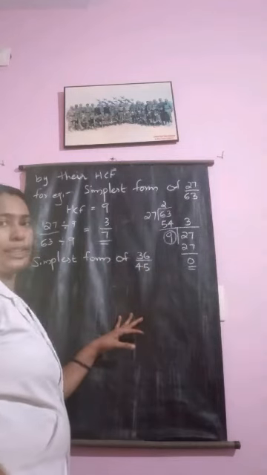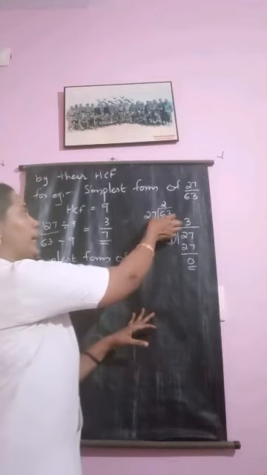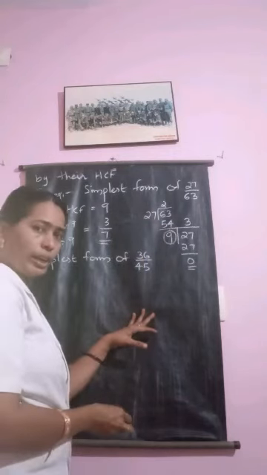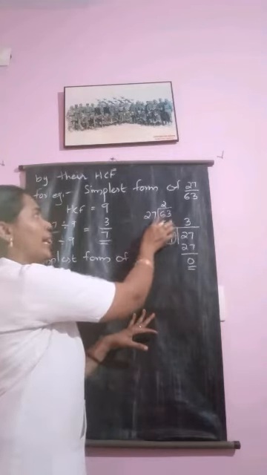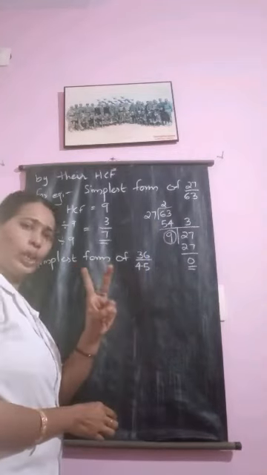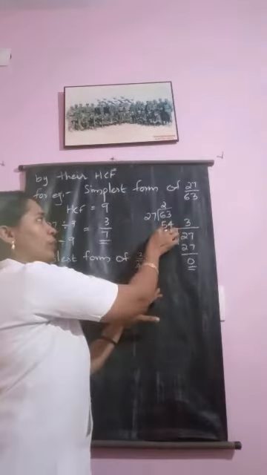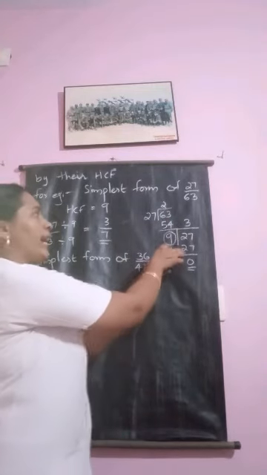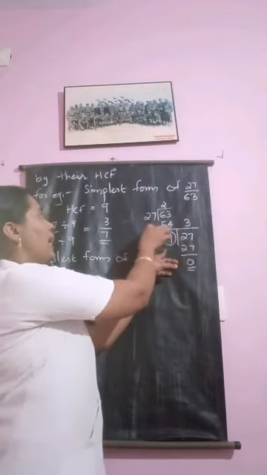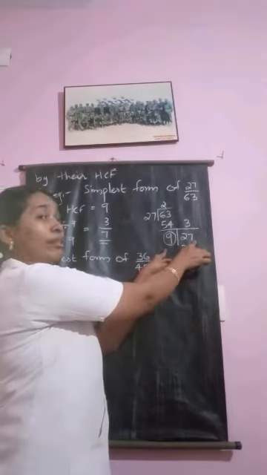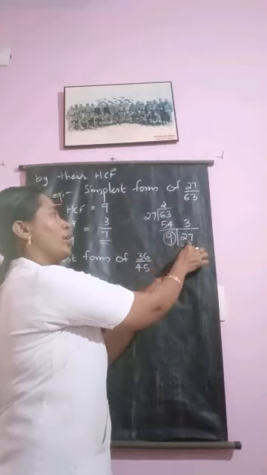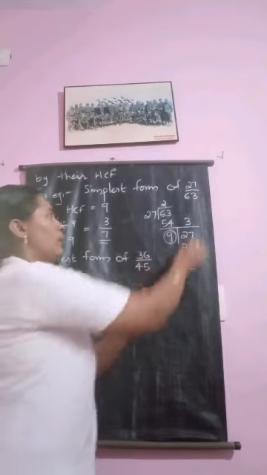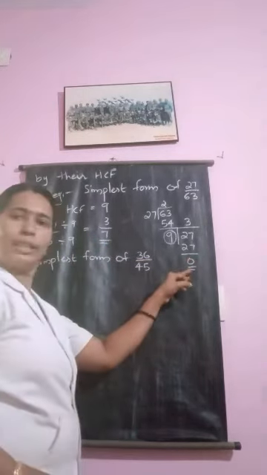How to find the HCF of given numbers? You write the big number as dividend, the small number as divisor. Usual division. In 63, how many 27s are there? 2 times. Write 2 on the top. 54, subtract. So you will have 9. Then you take 9 as the new divisor and 27 as dividend. In 27 how many 9s are there? Exactly 3. So 3, and our remainder becomes 0.